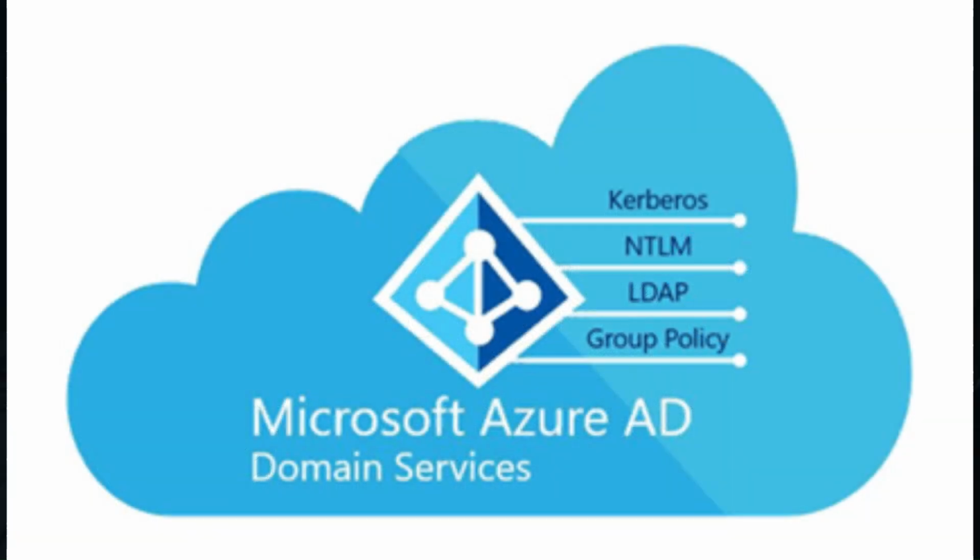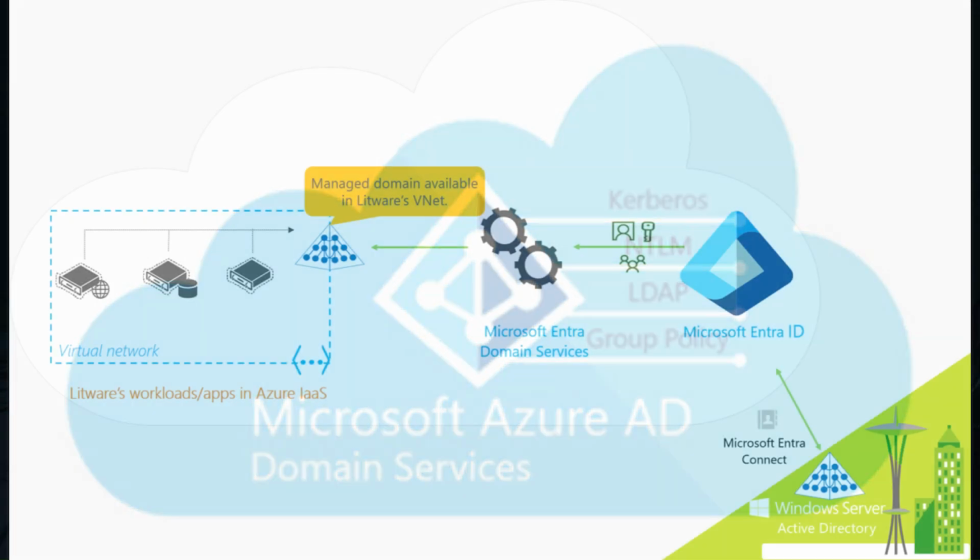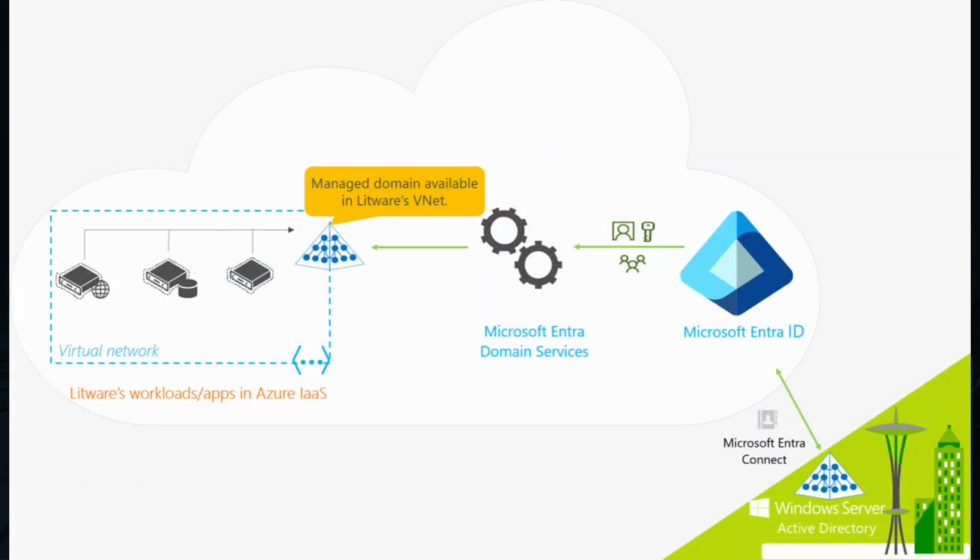What is Microsoft Entra Domain Services? Microsoft Entra Domain Services is a service that provides managed domain services such as domain join, group policy, lightweight directory access protocol, LDAP, and Kerberos NTLM authentication. Just like Microsoft Entra ID lets you use directory services without having to maintain the infrastructure supporting it, with Microsoft Entra Domain Services, you get the benefit of domain services without the need to deploy, manage, and patch domain controllers, DCs, in the cloud.